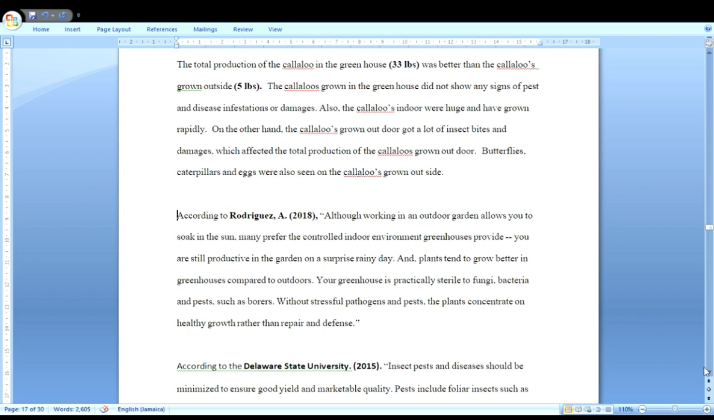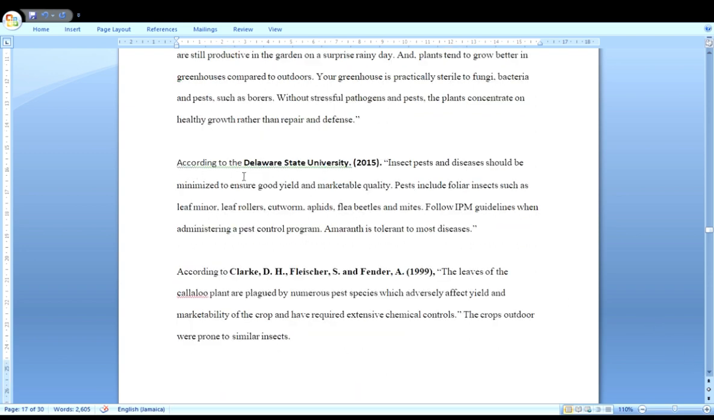Alright, so let's continue. So here in the second quoting, you should recognize that there's no author name here. So in this case, when you're doing quotings and references from articles that you don't have an author, then you look for the organization name. Alright, so if you can find the organization of the article, then you can go ahead and do your quoting. So this is how you would do it. So according to the Delaware State University, full stop, open bracket, 2015, close bracket, full stop, then quote.